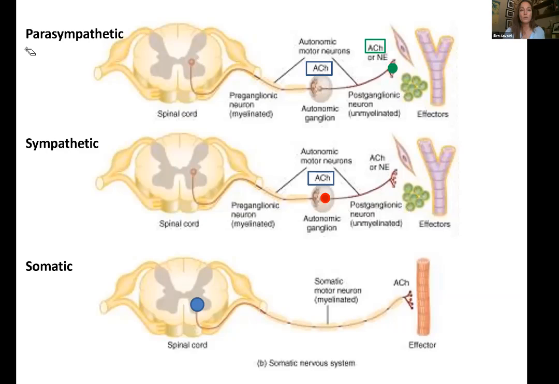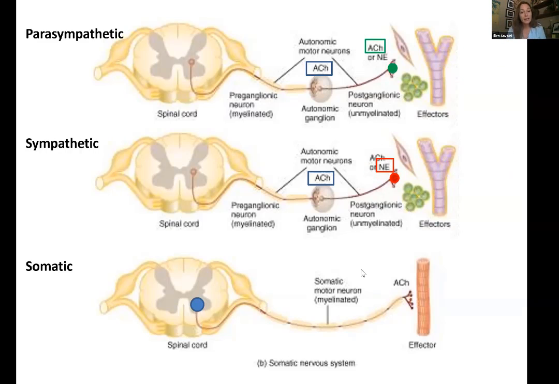It starts with acetylcholine, so they both release acetylcholine here at their ganglia. So the first step is exactly the same for both of them. It's the second step for the sympathetic that it's going to release norepinephrine. So if this is a gland or smooth muscle or the heart, then if the heart sees norepinephrine, it's going to increase your heart rate. If the heart sees acetylcholine, it's going to decrease the heart rate.